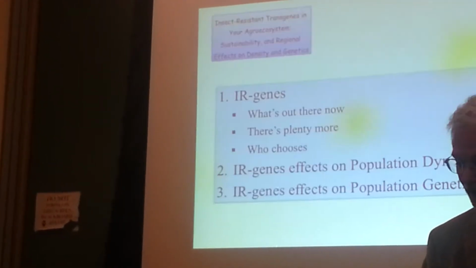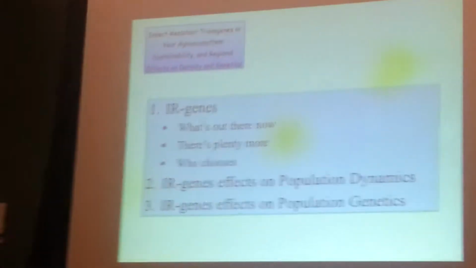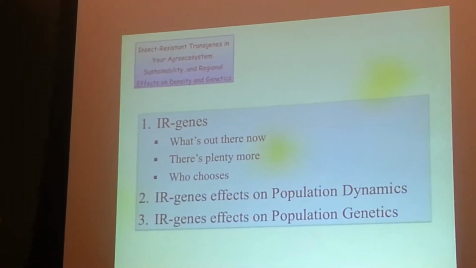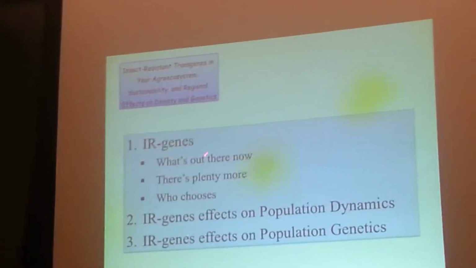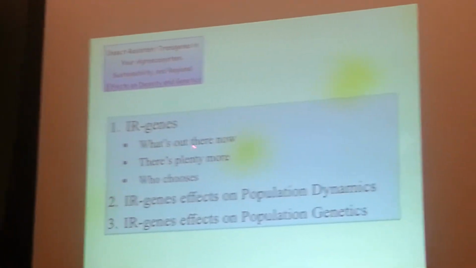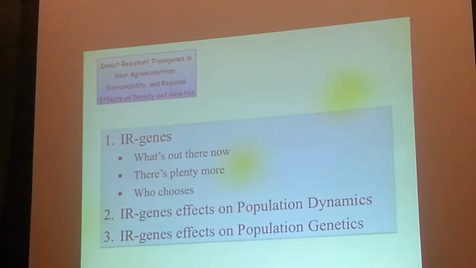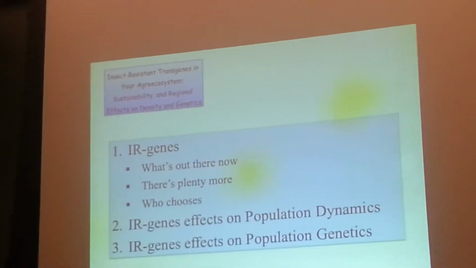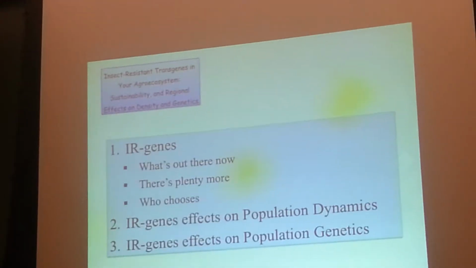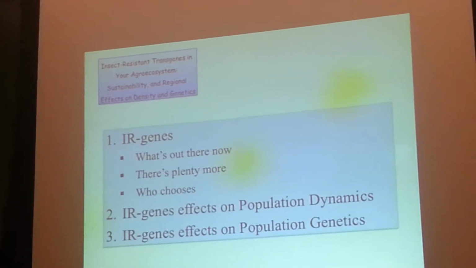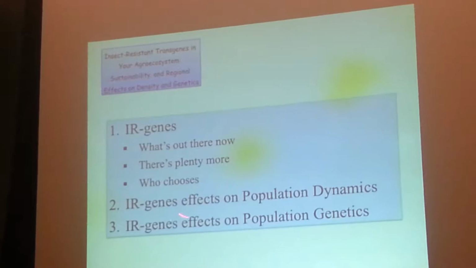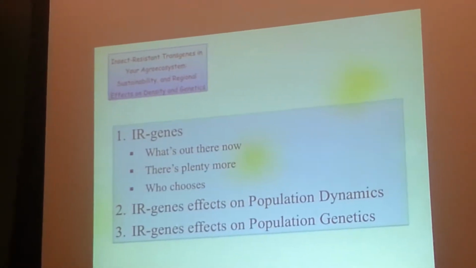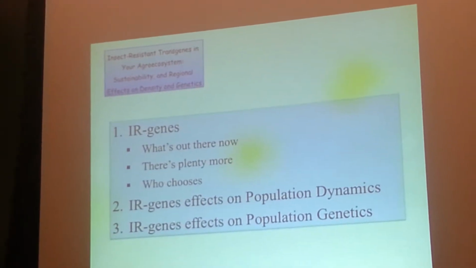So all I've tried to do in this first half of the talk, and I'm going to have to really move quick, is to make you realize that insect-resistant genes are out there in a small component of our agriculture by diversity of species, but a large fraction of our acreage. There's plenty more, and I just wanted to open that question of who chooses and how. Maybe we can return to that.